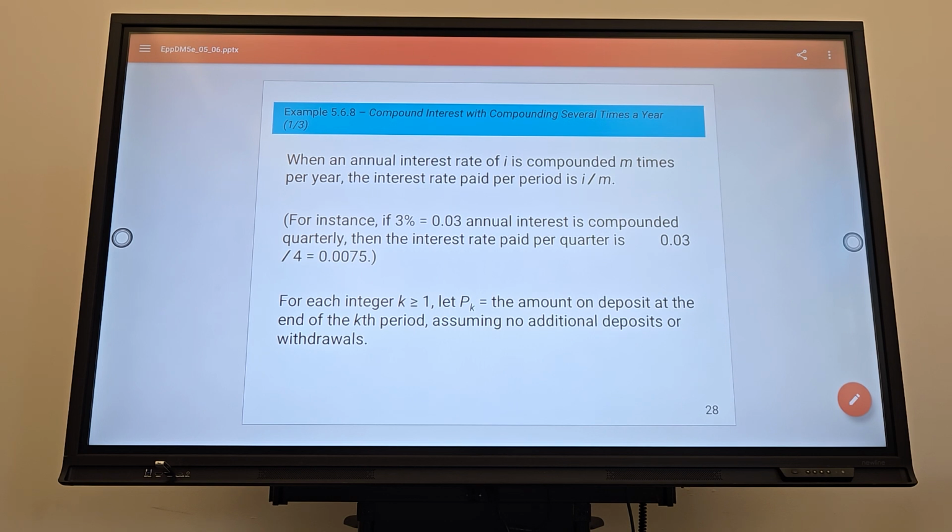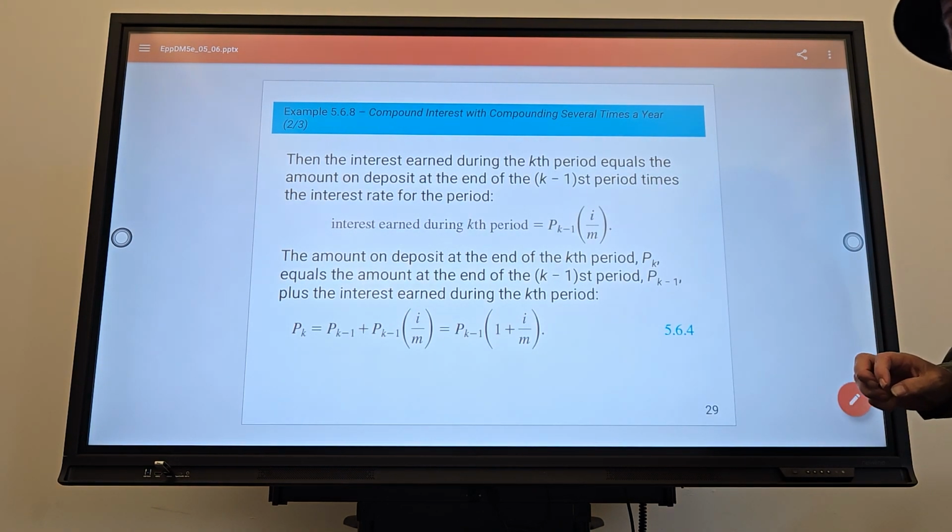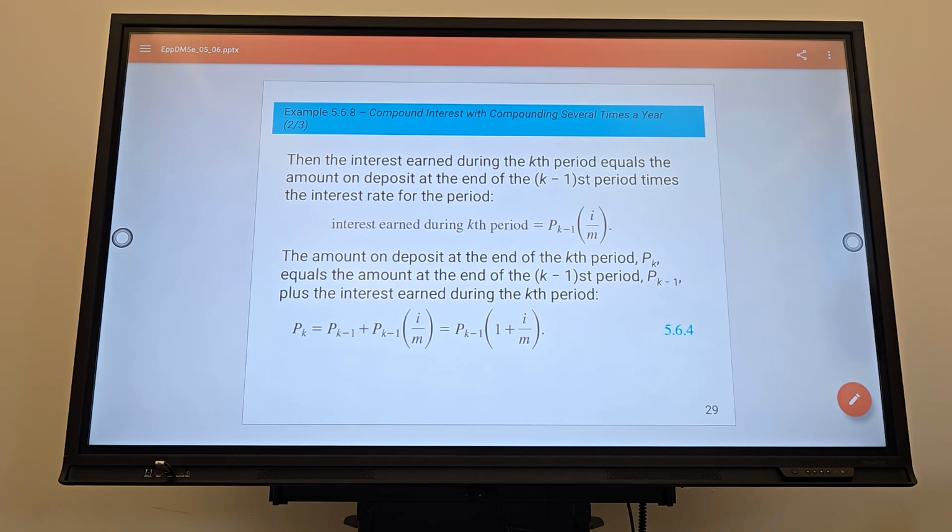For each integer k greater than or equal to 1, let p sub k equal the amount on deposit at the end of the kth period, assuming no additional deposits or withdrawals. Then the interest earned during the kth period equals the amount on deposit at the end of the k minus 1 period times the interest rate for the period. So the amount on deposit at the end of the kth period, p sub k, equals the amount of the k minus 1 period plus the interest earned during the kth period.